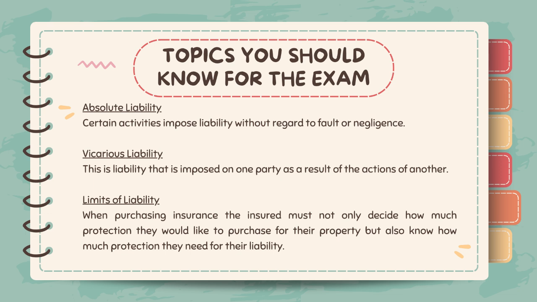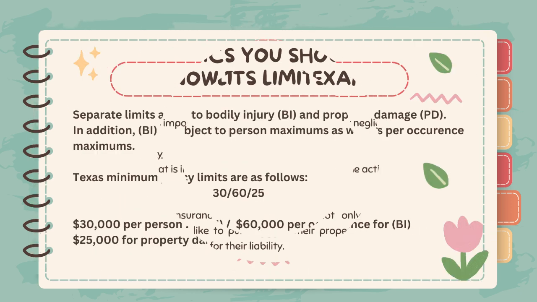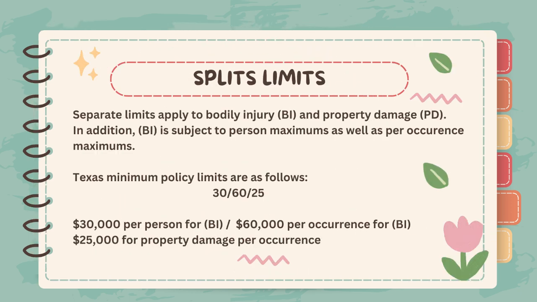When purchasing insurance, the insured must not only decide how much protection they would like to purchase for their property, but also know how much protection they need for their liability. Split limits. Separate limits apply to bodily injury and property damage. In addition, BI is subject to per person maximums as well as per occurrence maximums. Texas minimum policy limits are as follows: $30,000 per person for BI, $60,000 per occurrence for BI, $25,000 for property damage per occurrence.